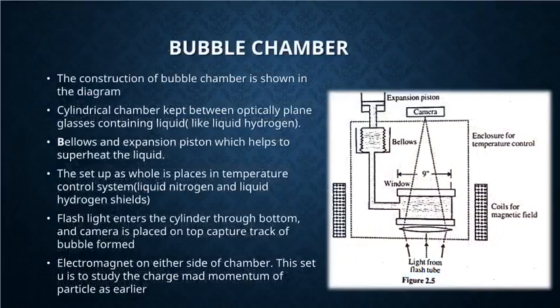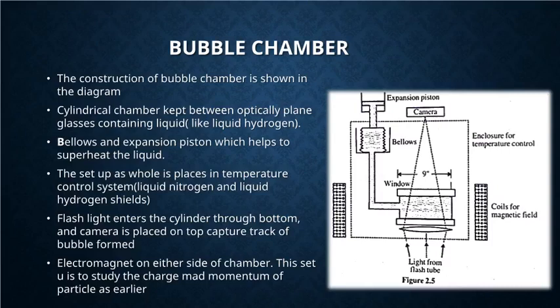The construction of the bubble chamber is shown in the diagram. Take a look at it. We have a cylindrical chamber kept between optically plane glasses containing liquid. Fitted with the cylinder we have bellows and an expansion piston, which help to superheat the liquid. The setup as a whole is placed in a temperature control system like shields of liquid nitrogen and liquid hydrogen.